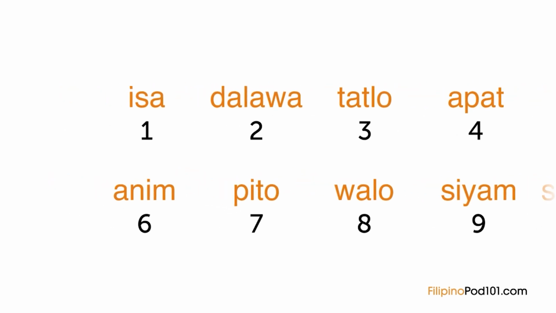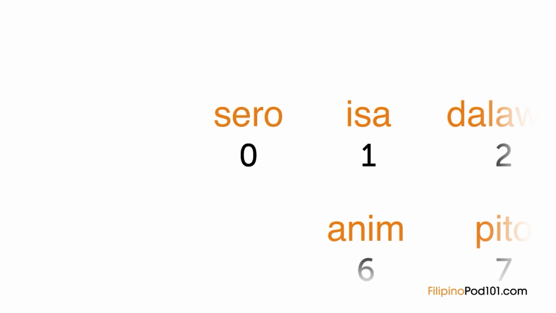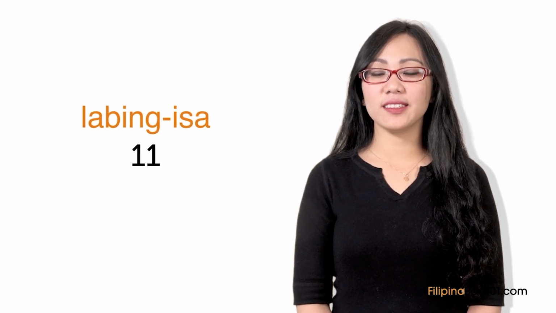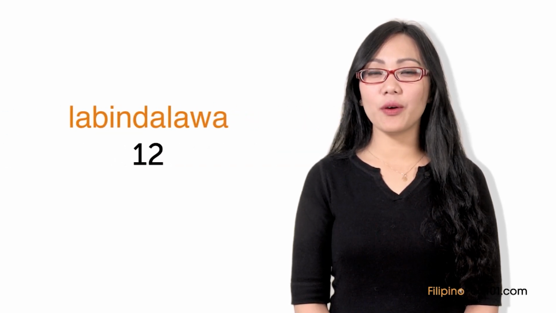Do you know what is before isa? Here's a clue. It's almost the same as in English. It's zero. Now let's continue from 11. Labing isa. Labindalawa.